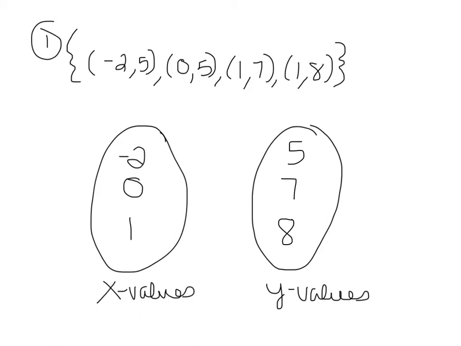So -2 gets mapped to 5, or in other words, when I put -2 in the function, I get 5 out. When I put in 0, I get a 5 out again. So I should have a line going from 0 to 5. When I put in 1, I get a 7 out. So we should have a line going from 1 to 7.